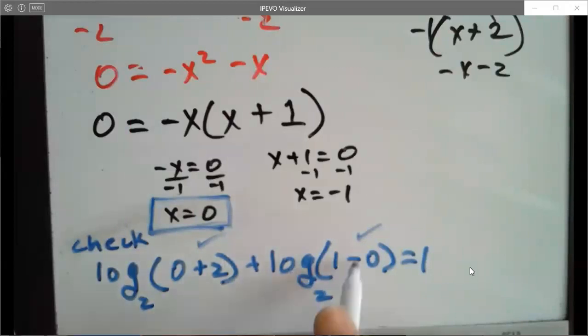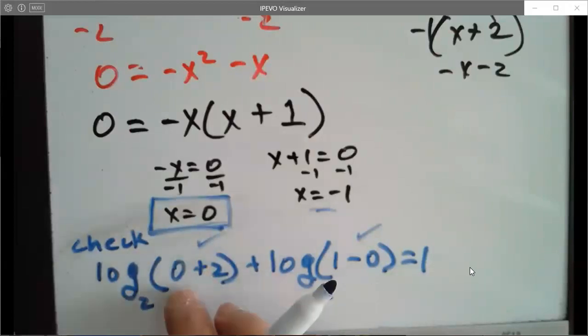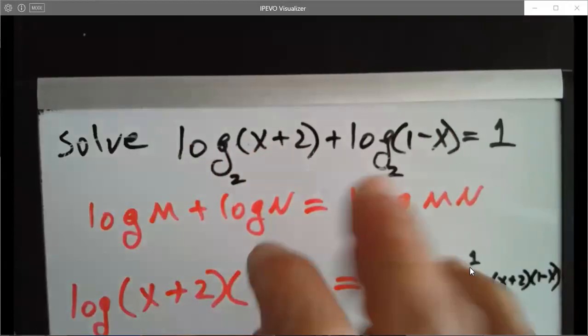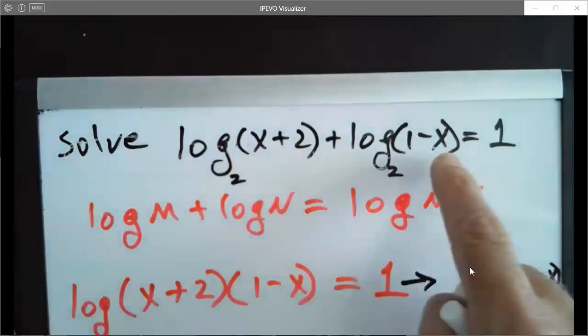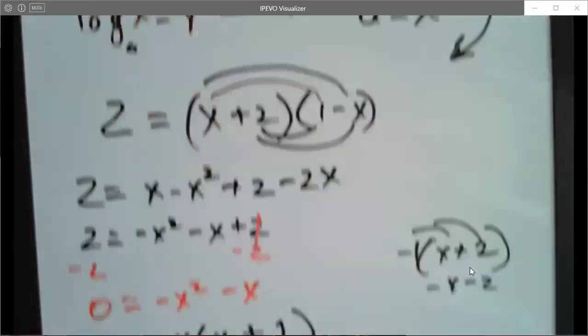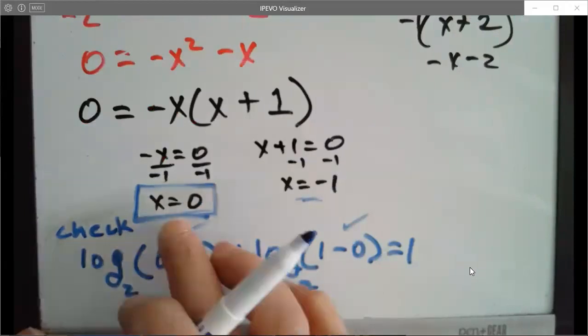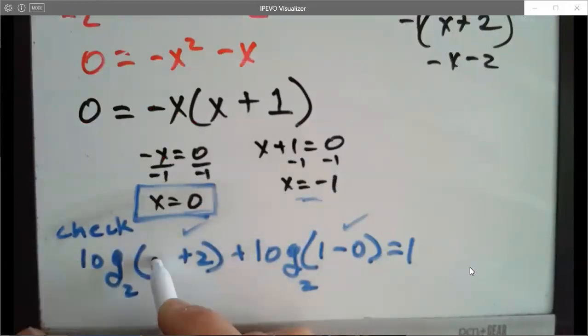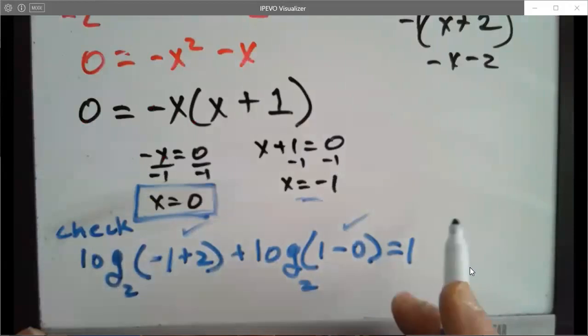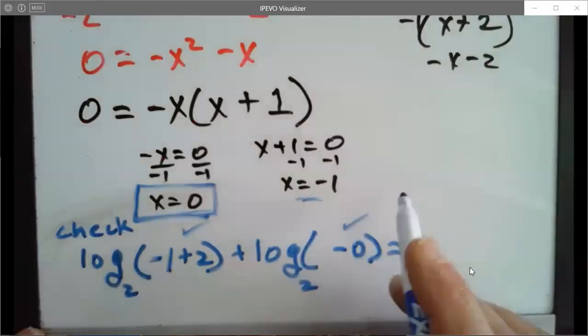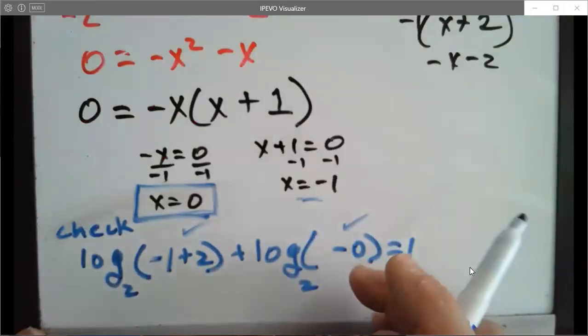So now we're going to do the same thing with -1. So now we're going to put -1 in here for x and -1 in here for x. So we put -1 in here, and we put -1 in, oops, no, it's the other way.